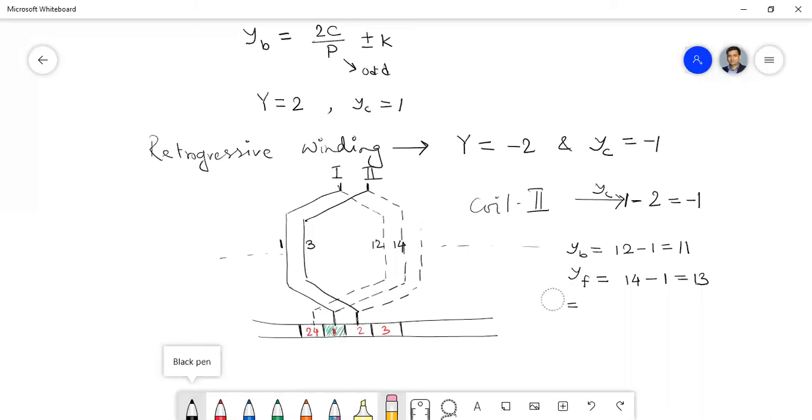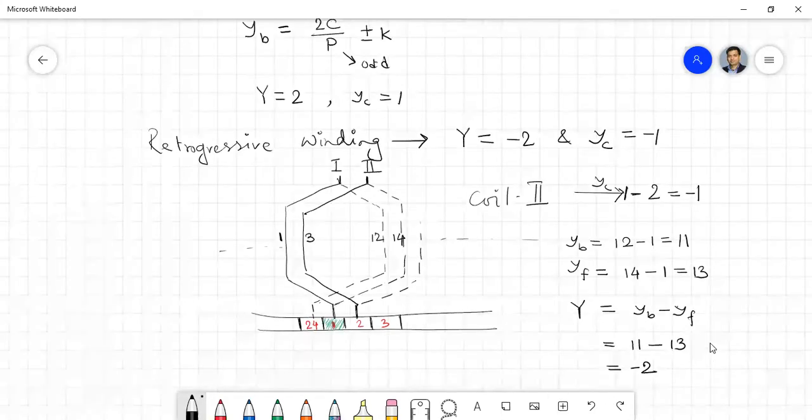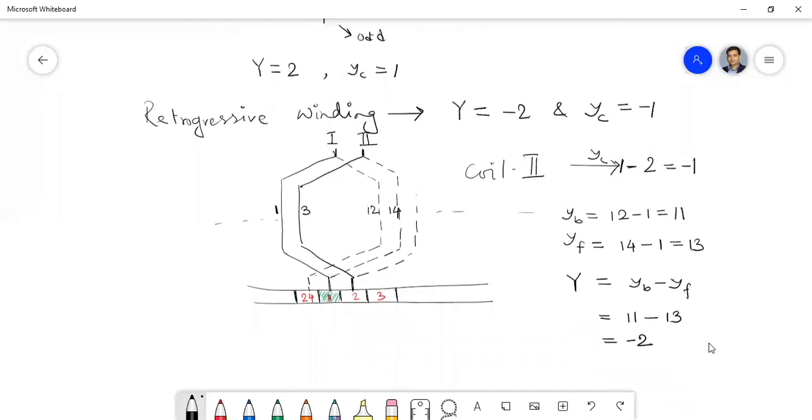Now, YB we have already calculated, so we have to calculate capital Y. What is capital Y by the definition? YB minus YF. So that is 11 minus 13, which is minus 2. So is it clear?